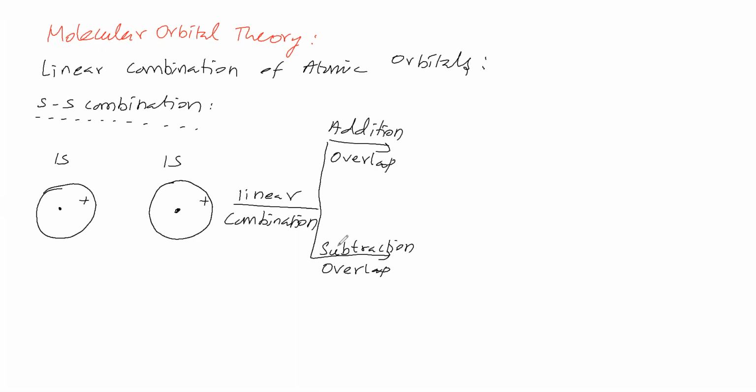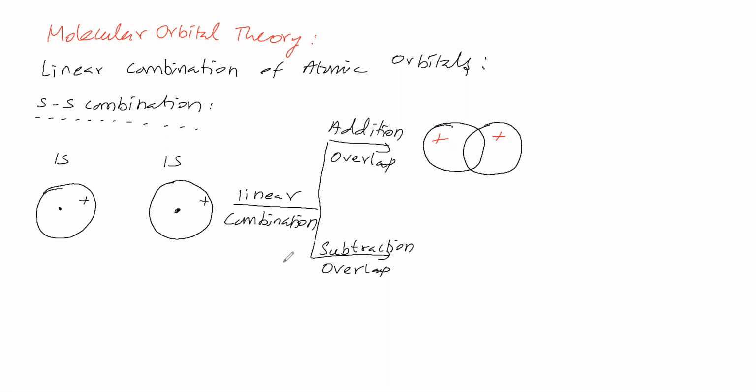Now we will see addition overlap. This 1s orbital and this 1s orbital go for addition overlap. Therefore, here the sign is positive. For addition, plus remains plus only. So here overlapping takes place like this.